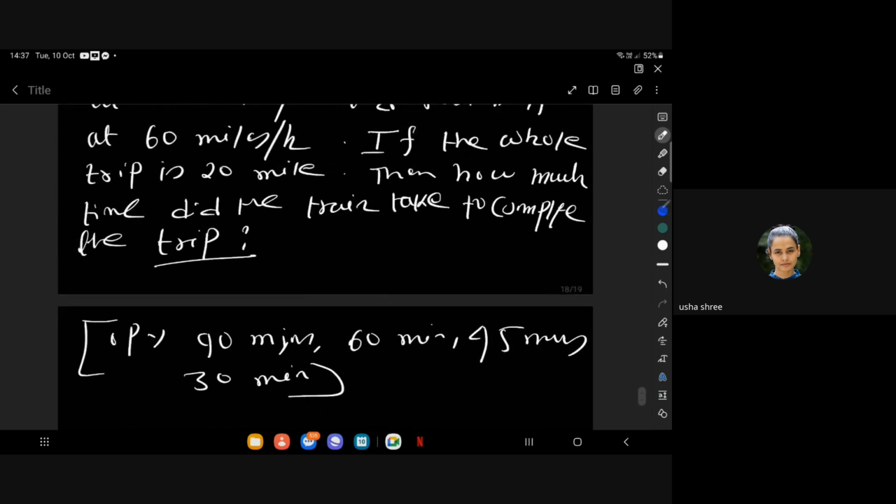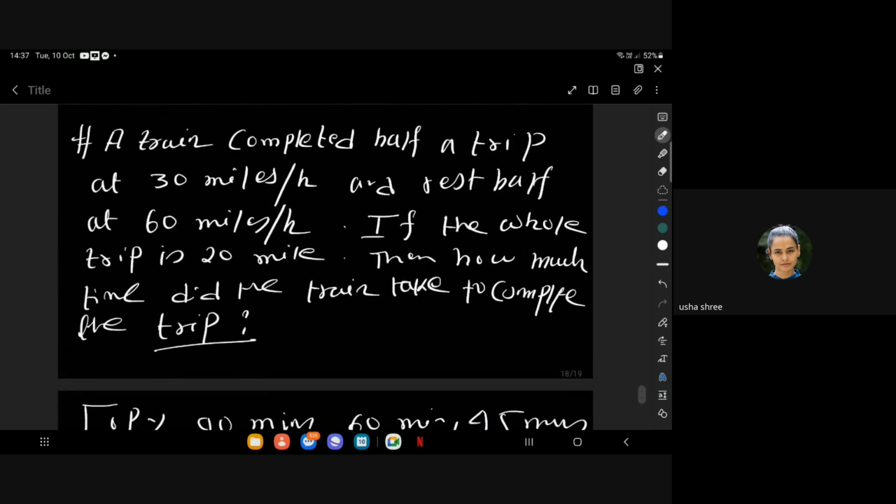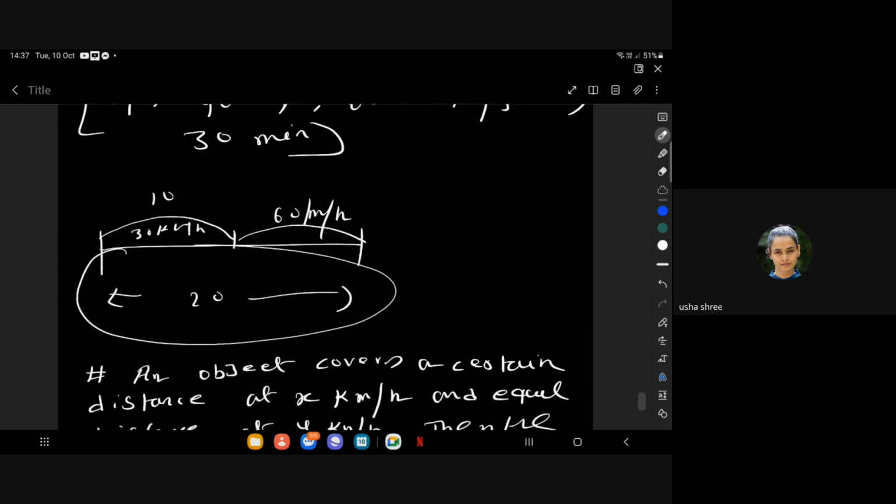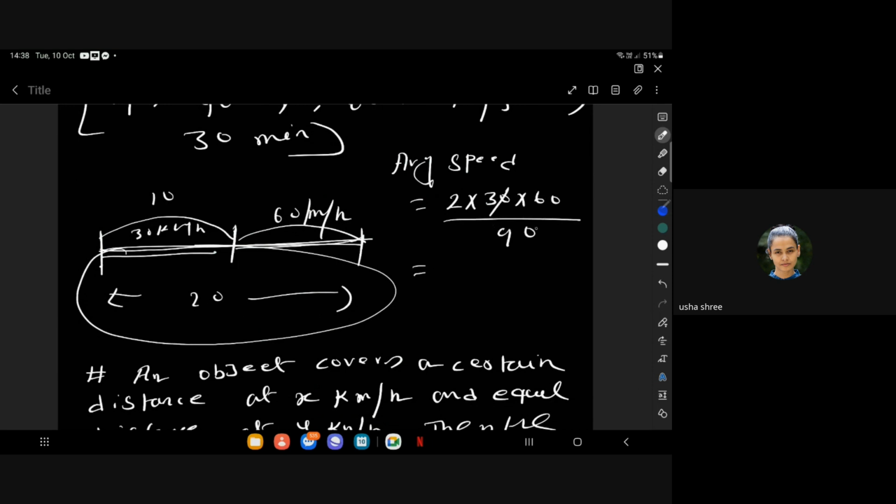Okay, now solve the problem. Same problem. A train completed half of a trip at 30 miles per hour, then the rest at 60 miles per hour. If the whole trip is 20 miles, how long did the train take to complete the trip? So this is the total distance. Half of the distance it has traveled at 30, half at 60. So what is the average speed? Average speed is equal to 2 into 30 into 60 by 90, which is 40 km per hour. This is the average speed.